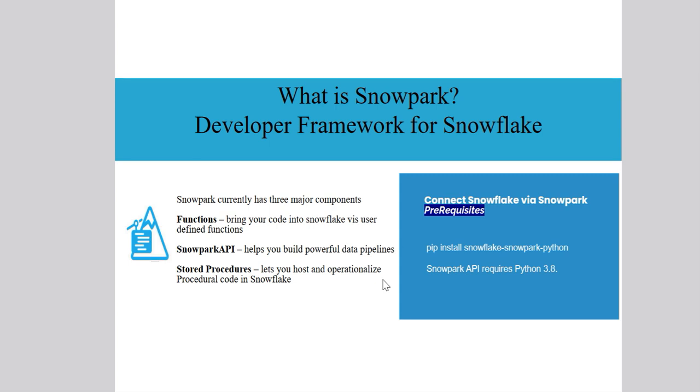But for now, let's look at how you can connect to Snowflake via Snowpark. A couple of prerequisites: please make sure that you install the Snowflake Snowpark Python library, and you also need to have the Snowpark API. Obviously, it requires Python 3.8 as well. As long as these things are satisfied, we are good to go. So today we will be looking at this particular code.